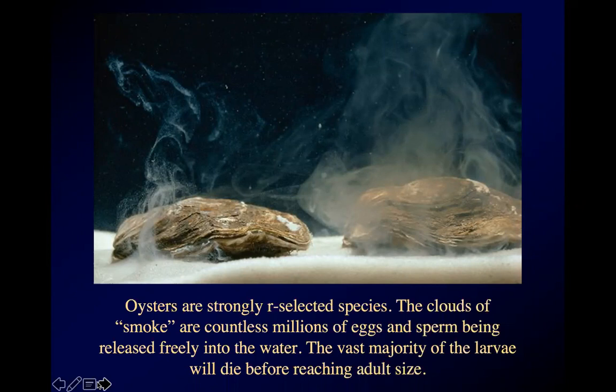The vast majority either get eaten by something else, or they get attacked by germs, or there's not enough food for them to live, or there's no place for them to settle down. The overwhelming majority of oysters die before they ever get large enough to eat. That's a very strongly R-selected species.